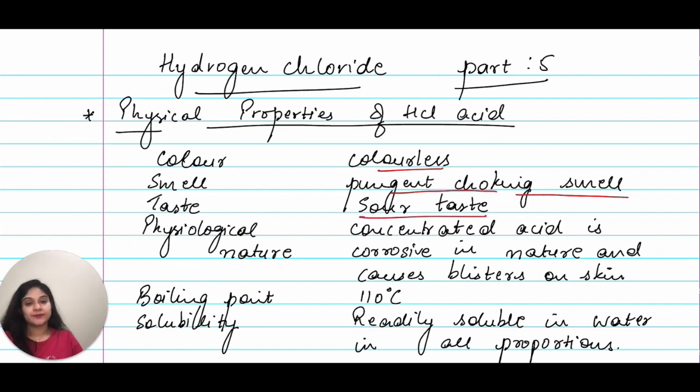Physiological nature. So if by chance accidentally you drop concentrated HCl acid on your skin, it will cause major blisters, that is, it will burn your skin severely. So concentrated acid is corrosive in nature and causes blisters on skin.